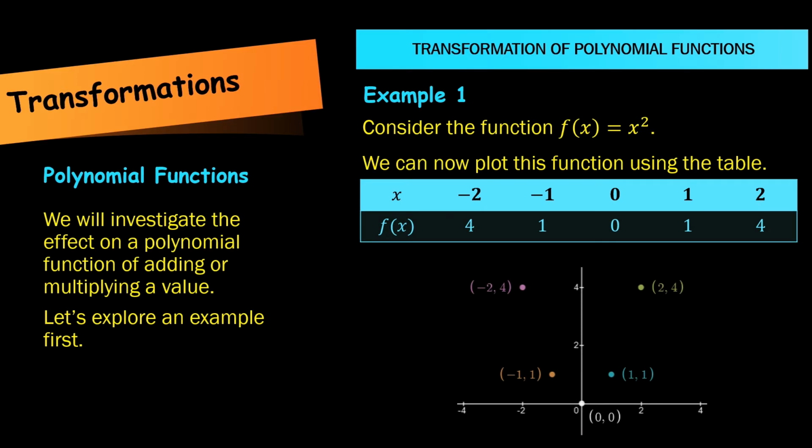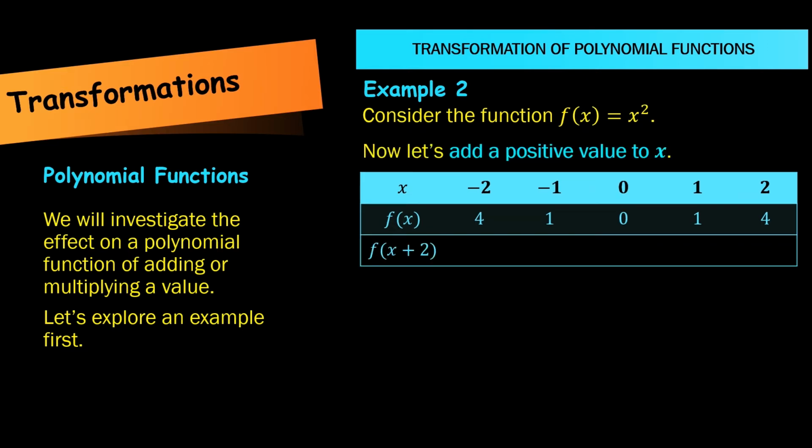We can now plot this function using the table. -2, 4 is here, -1, 1 is here, 0, 0 is here, 1, 1 is here, and finally 2, 4 is here. We can join these points to sketch our function.